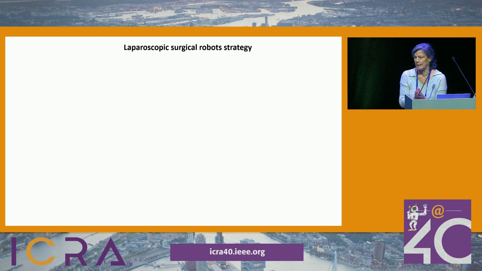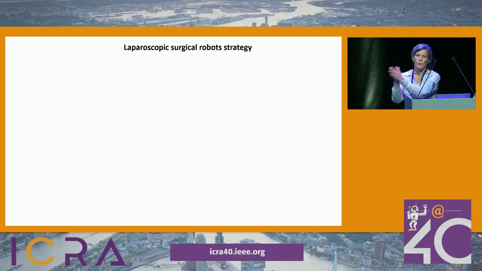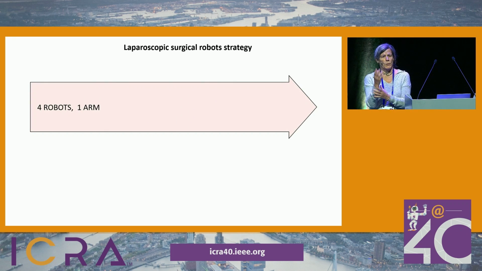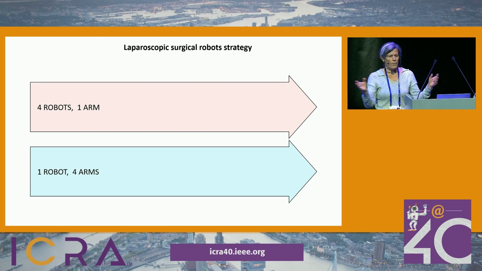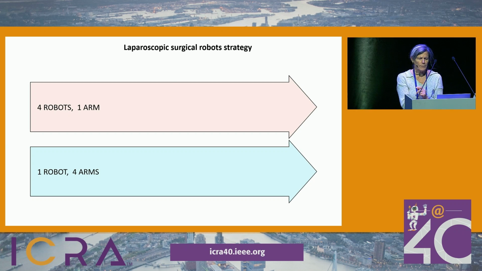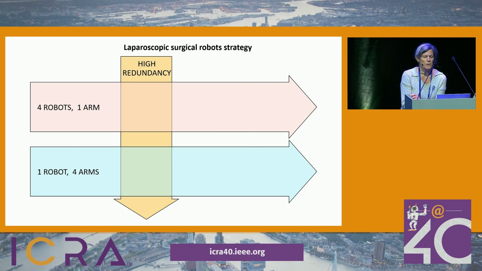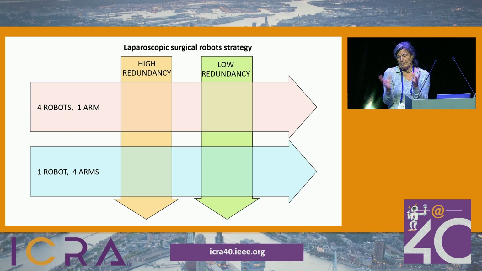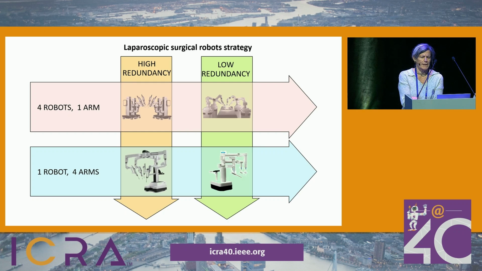What we have seen is that as robots have been going on this field, there have been two basic trends. One is having 4 robots, 1 arm each, or having one unique robot with 4 arms. And apart from that, we have seen that there are robots with high redundancy to avoid these collisions, and others with low redundancy. And what I want to show or discuss a little bit is some characteristics of all of them.